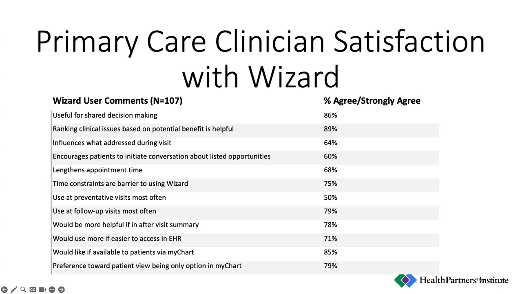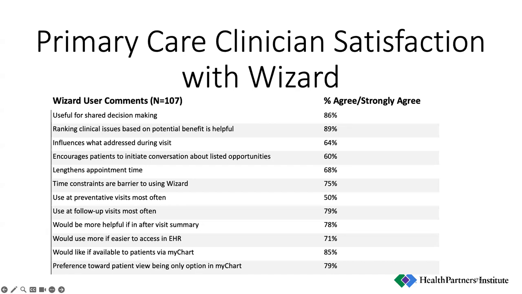We've also done surveys of primary care clinicians to see how they like Wizard, and most of them like it a lot. 86% of them think it's useful for shared decision-making. 89% thought that ranking the clinical issues based on potential benefit, this is that prioritization function, is helpful. 64% think it influences what's addressed during a visit.